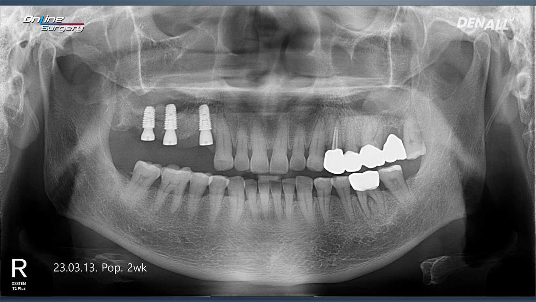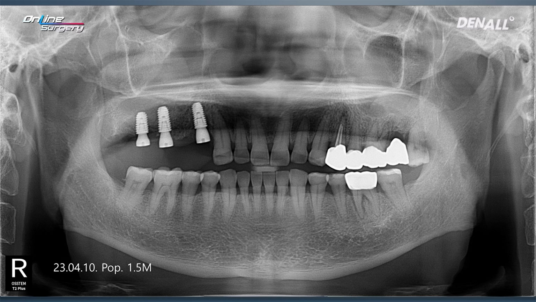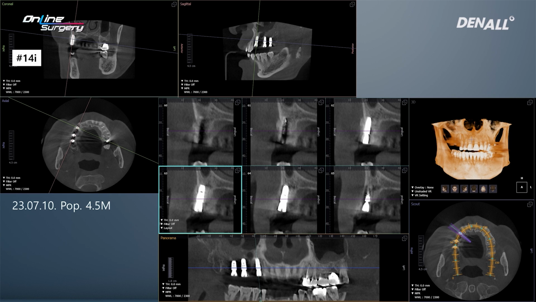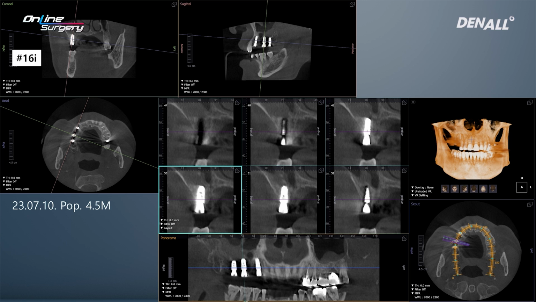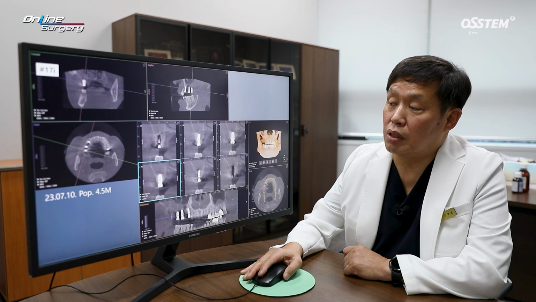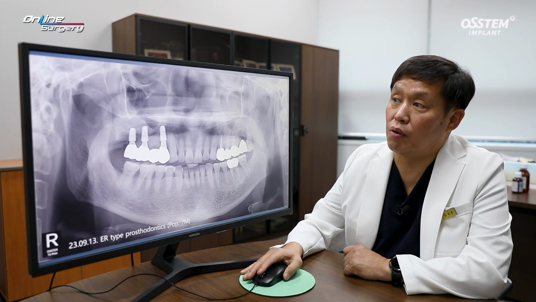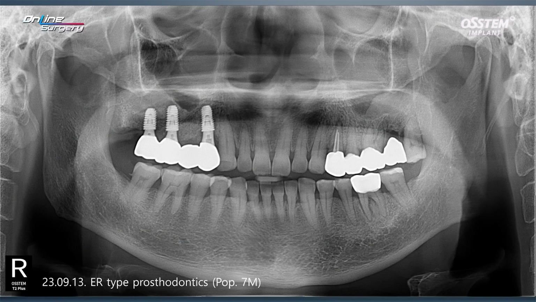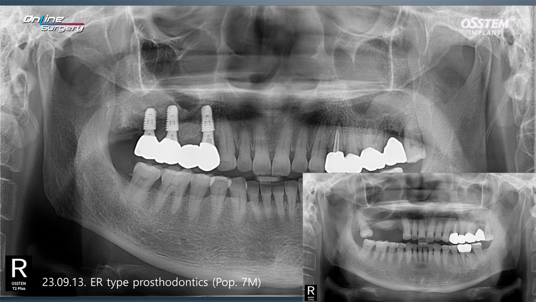This is a 2 weeks post-op panoramic image, and after 1.5 months. This is after 4.5 months. CTs were taken. In number 14, you can see that GBR is becoming mature, and next is number 16 and 17. Because there were no major issues, provisionals were delivered. This is after 7 months, and this is with final prosthesis.